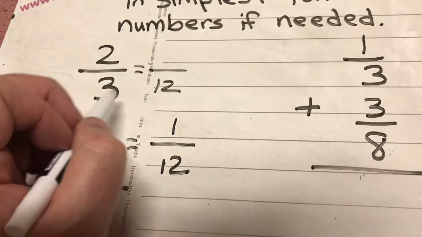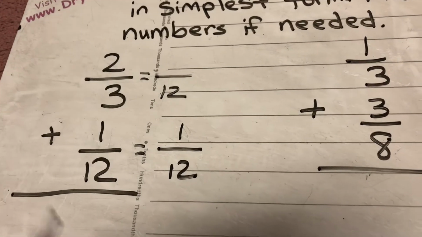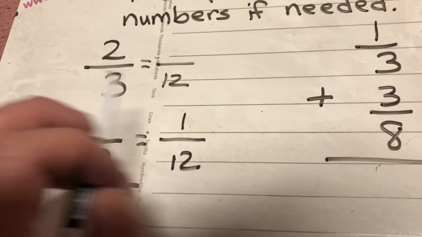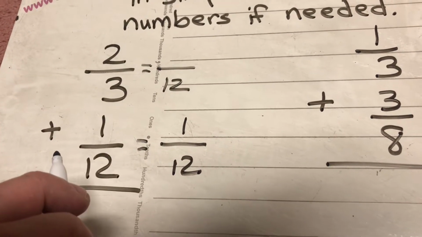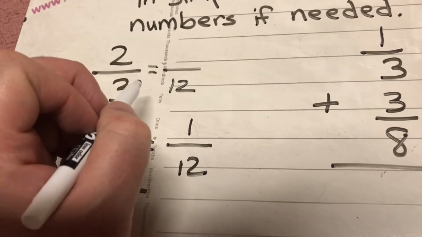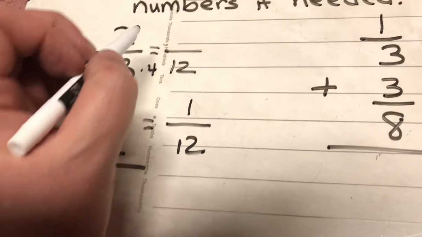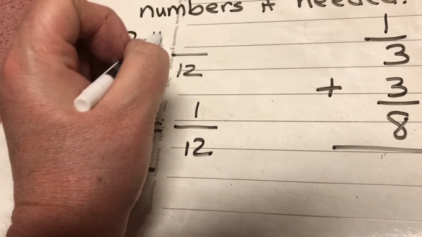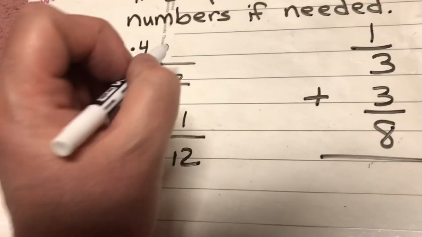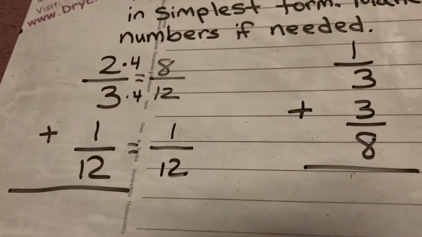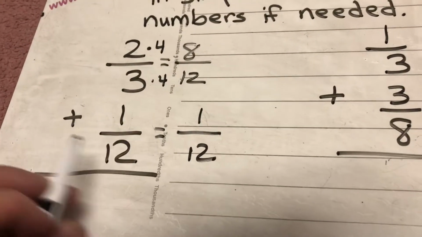Now, what did I do to 3 to get 12? Remember that this is always about multiplication and division, okay? And so I know, well, I did 3 times 4 to get 12. So I have to do 2 times 4. And 2 times 4 is 8. So I end up with 8 over 12 plus 1 over 12.